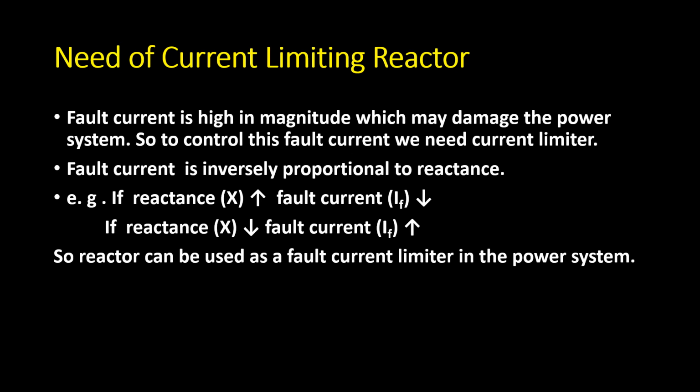And as you all are well familiar with this fact, fault current is inversely proportional to reactance. So if reactance is higher, fault current is lower. If reactance is low, fault current will rise. So reactors can be used as a fault current limiter in the power system. And that is why we are inserting reactors as current limiters.